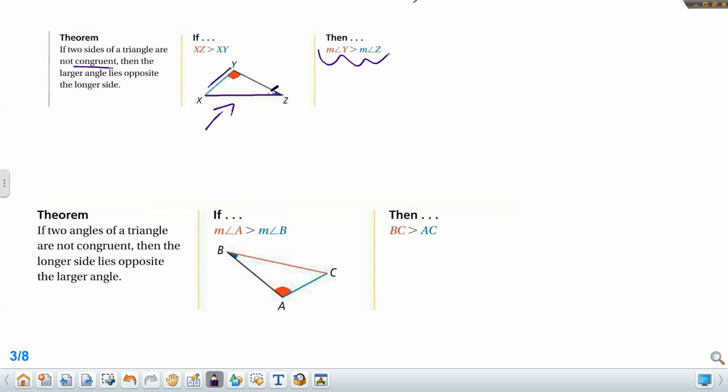Theorem 2: if two angles of a triangle, like A and B, with A bigger than B, are not congruent, then the longer side lies opposite to the larger angle. If angle A is bigger than angle B, we can say the length of BC is bigger than the length of AC.